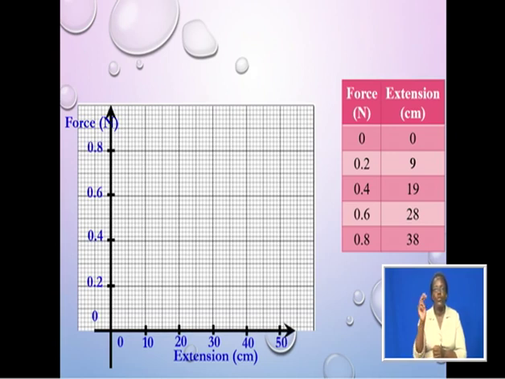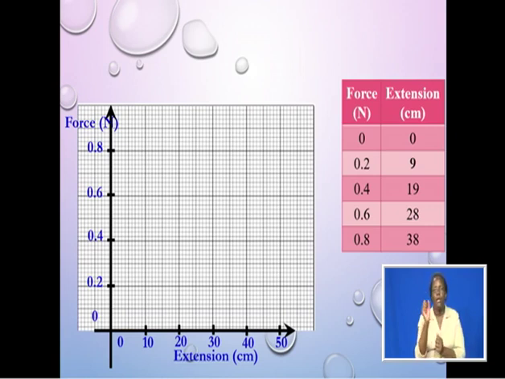Remember, axis is always simple and uniform. So we have 0, 0.2, 0.4, 0.6, and 0.8 on the force side. And on the horizontal axis, we have 0, 10, 20, 30, 40, and 50.